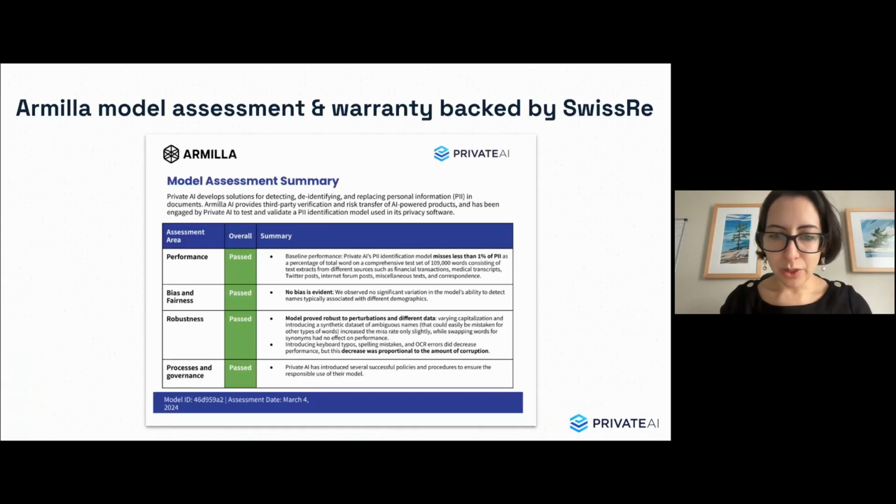But one option, for example, is this model assessment summary that we did with Armilla, that's warranty backed by Swiss Re with regards to accuracy. It also checks performance, it checks bias and fairness, it checks robustness, and it checks the processes and governance of the models as well.